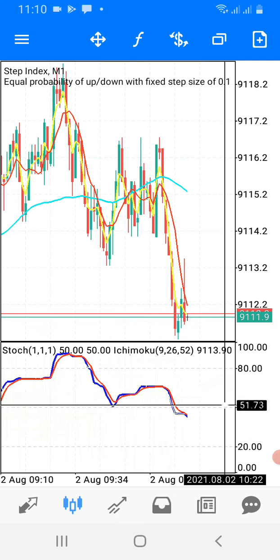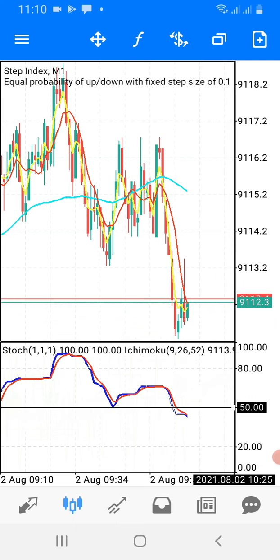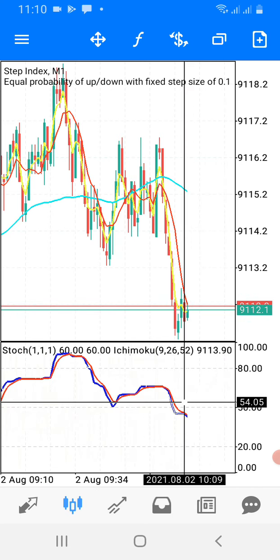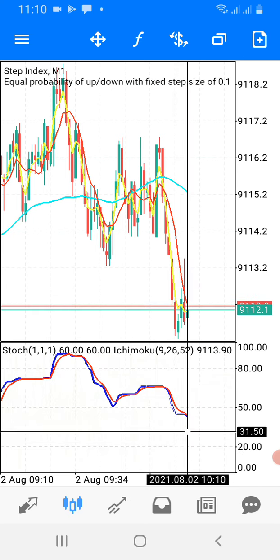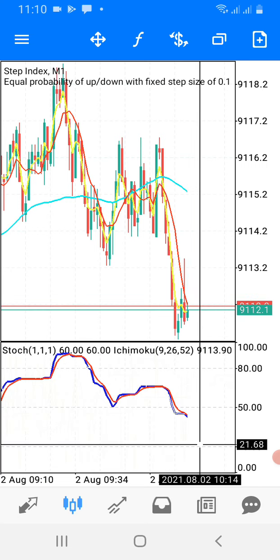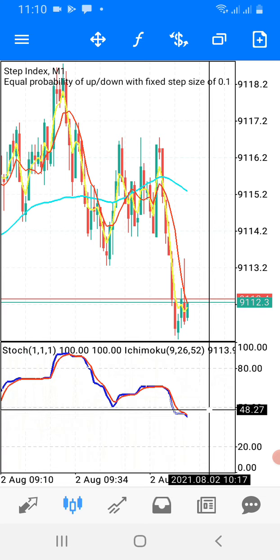The moment it gets to this 50, you can take your profit. The moment this red moving average gets to this 50, you can take profit. You can still leave it till it gets to 20. But once it gets to 20, guys, leave the market. I usually take my profit at this 50 level.